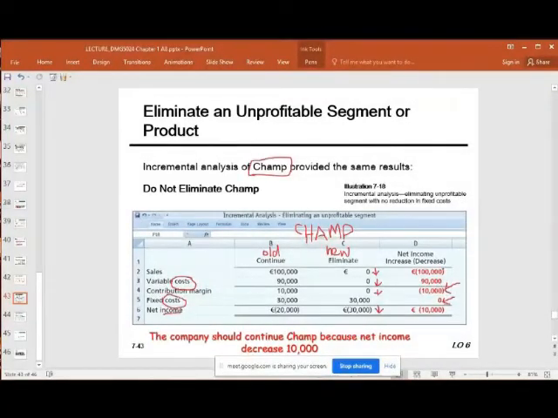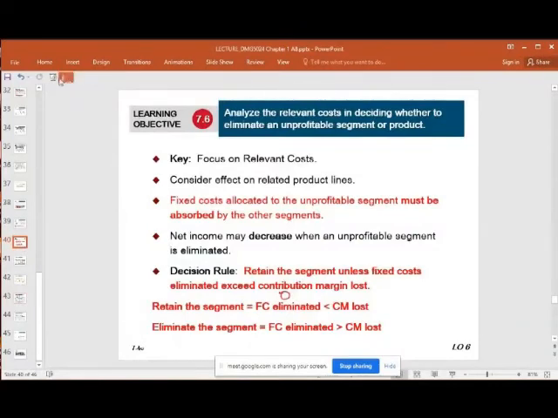Okay, contribution margin lost. So class, same thing, you just look at the numbers. Don't need to look at positive or negative, just look at the numbers. So 10,000, let's go back to your decision. 10,000, no need to look at the bracket or negative or positive, just look at the numbers. So 0, 10,000, 10,000 is more. So use this one. Retain the segment, which is to continue the segment.